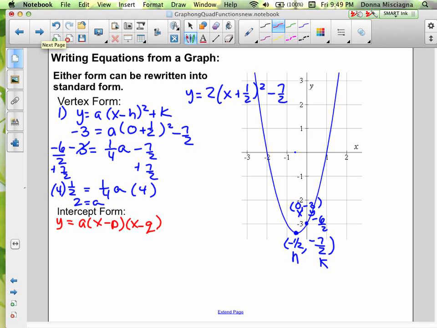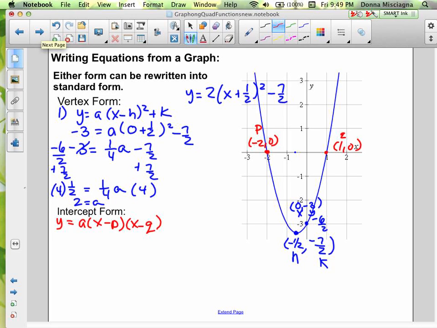So let's use that y-intercept. We have an x-intercept at negative 2, 0. So that's going to be our p, p is going to be negative 2. And we have another x-intercept at 1, 0. That'll be the q. All right, now let's just replace those values in our equation here.